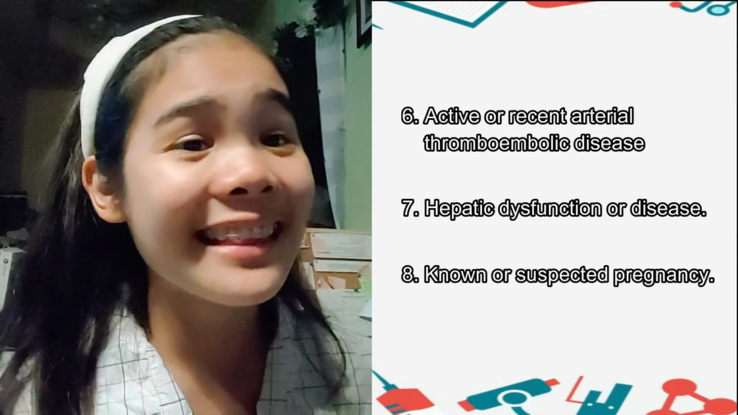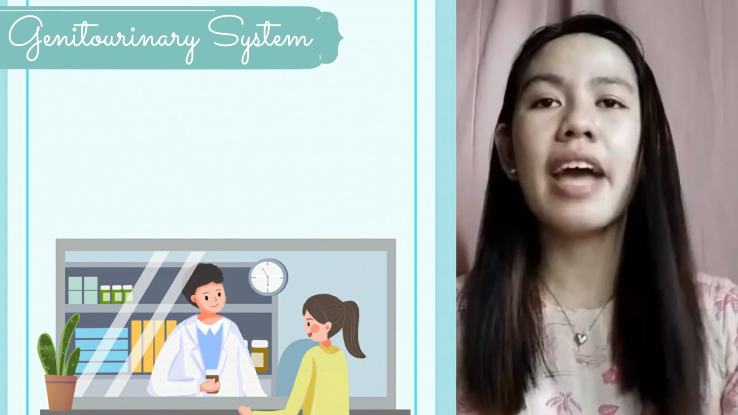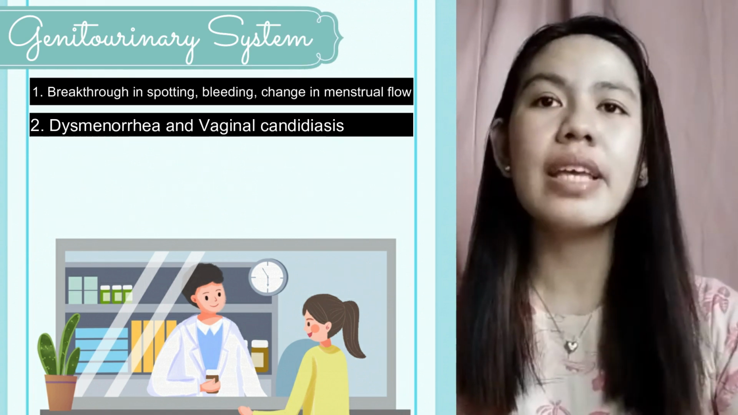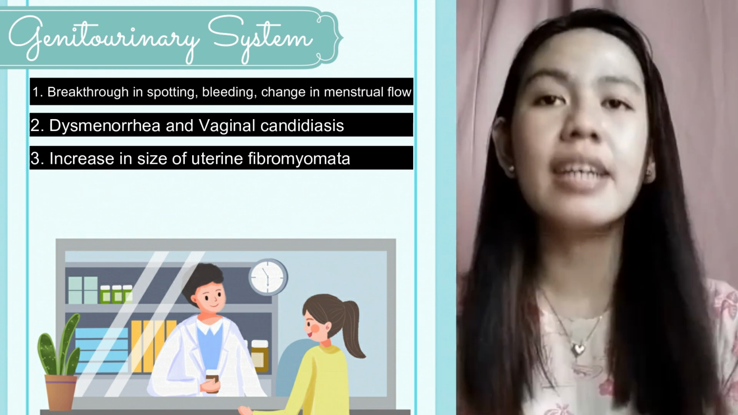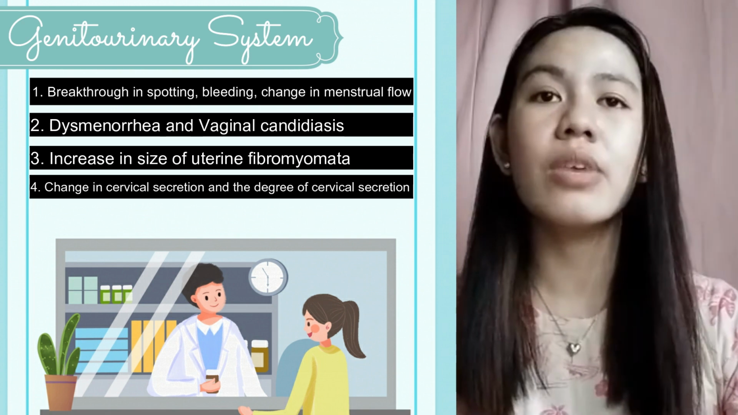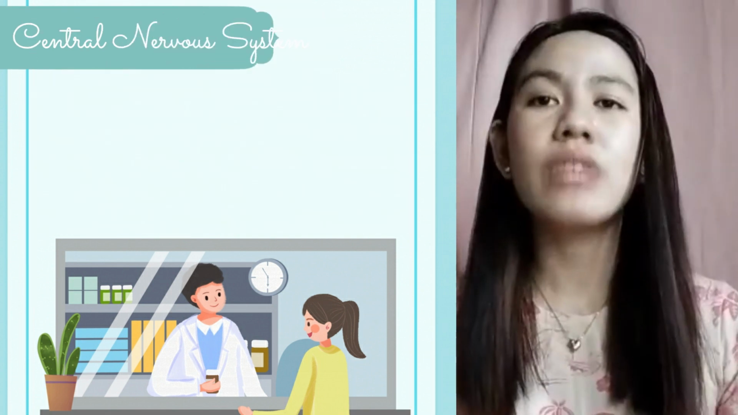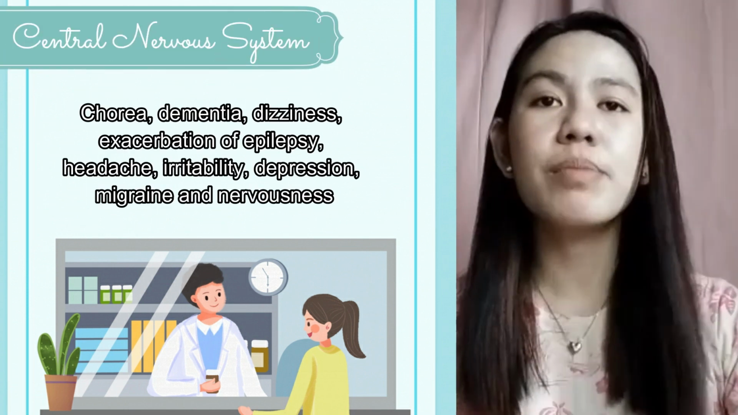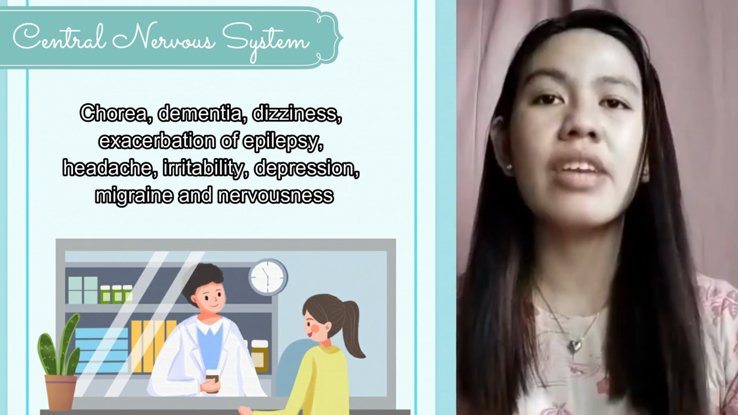Again, pregnancy category X. For my side and adverse effects, first in the genitourinary system are breakthrough spotting, bleeding, change in menstrual flow, dysmenorrhea, vaginal candidiasis, increase in size of uterine fibromata, change in the degree of cervical secretion, and premenstrual-like syndrome. While in the central nervous system are chorea, dementia, dizziness, exacerbation of epilepsy, headache, irritability, depression, migraine, and nervousness.